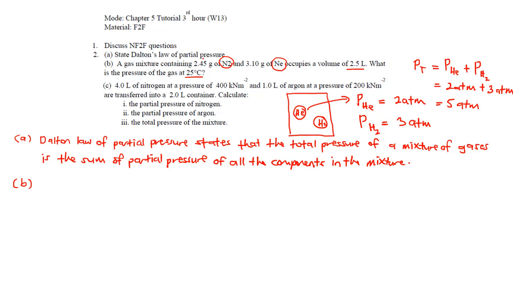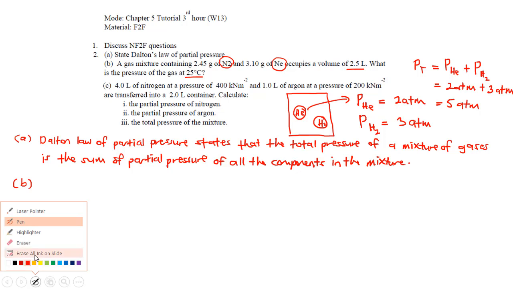For the gases, the quantity is given in grams. So what we have to do here is find the partial pressure of each gas, the partial pressure of N2, nitrogen gas, and the partial pressure of neon gas. We use PV equals nRT to find the partial pressure of each gas, and then to find the total pressure of the gas mixture, we just add up the values. We do one by one.